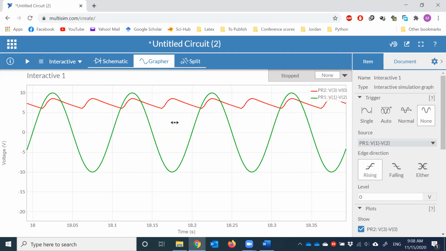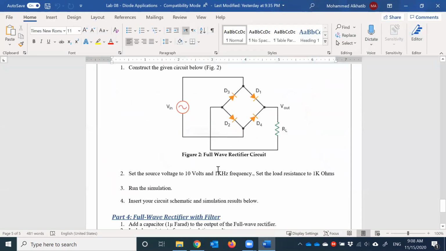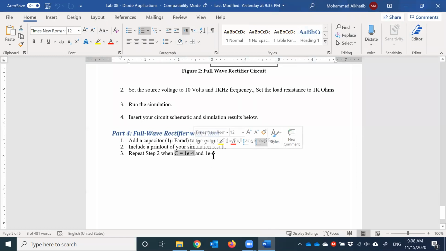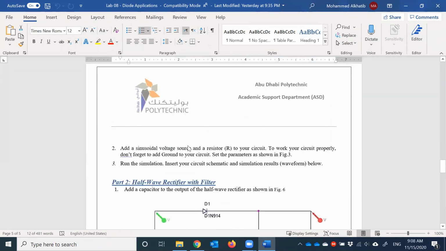So in this one, again, you need to submit for two cases. So the first one without a capacitor, it's fine. You'll get an output. Now, when you have a capacitor, I want you to do the same with 1 microfarad and e to the -4, e to the -5 farads. And yeah, the setup is here for both circuits.